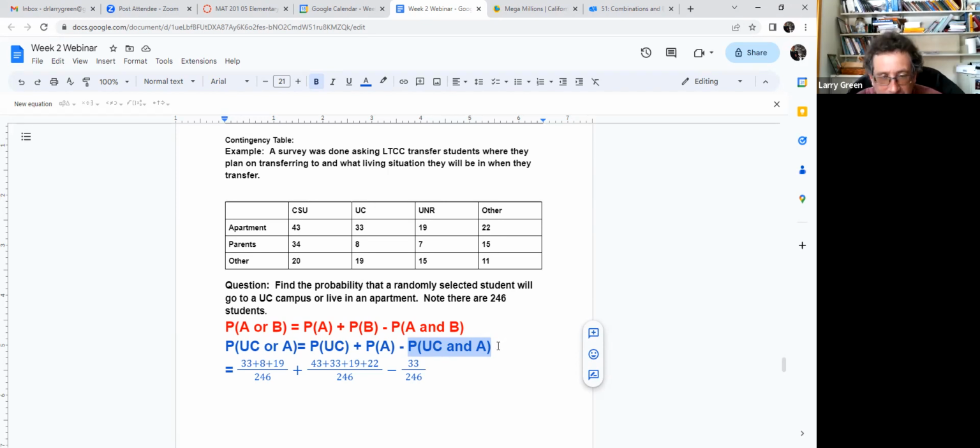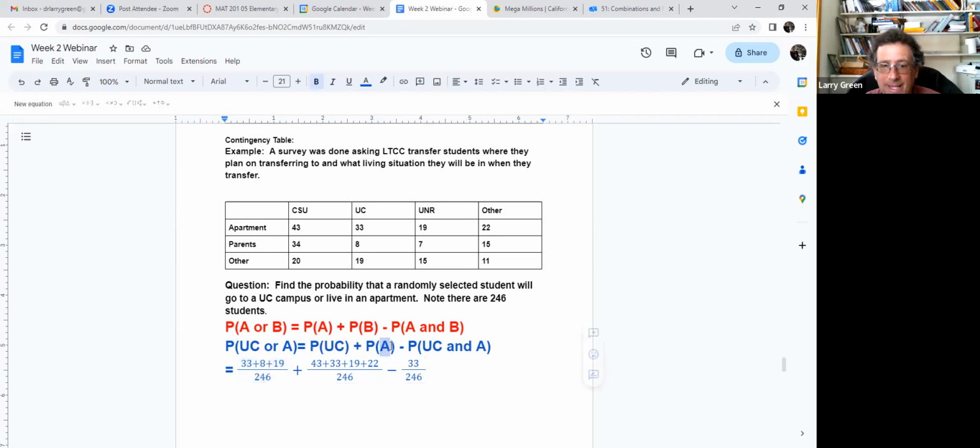Okay, so now we just figure these things out. One thing to note is that all of these probabilities are going to have the same denominator, 246. Okay, so let's take a look at these. Let's find the probability of UC. To find the probability of UC, I have the UC campus people. There's 33 of them, there's 8 more, and here's 19. So I take 33 plus 8 plus 19, and I divide by 246. Any questions so far?